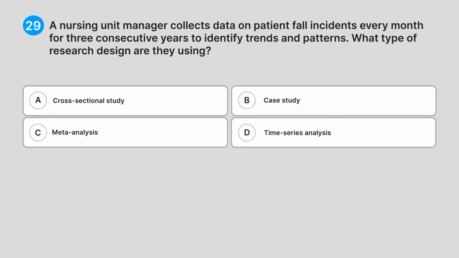29. A nursing unit manager collects data on patient fall incidents every month for 3 consecutive years to identify trends and patterns. What type of research design are they using? A. Cross-sectional study. B. Case study. C. Meta-analysis. D. Time series analysis.